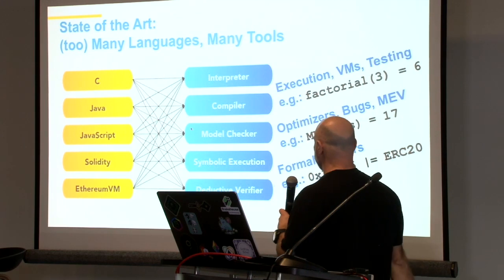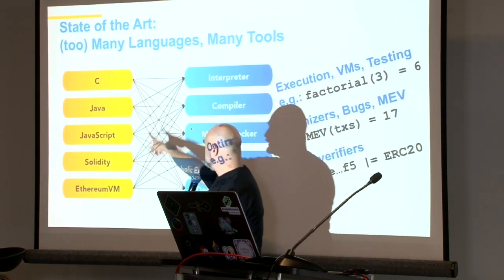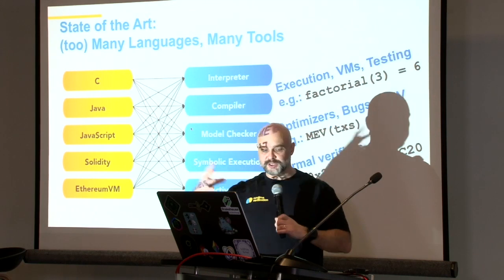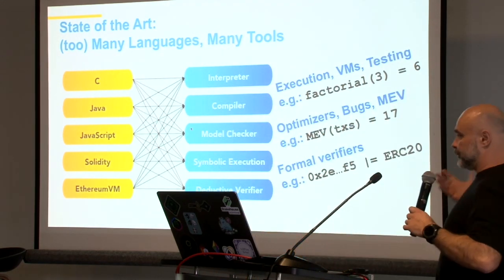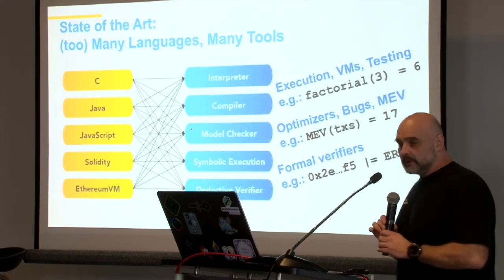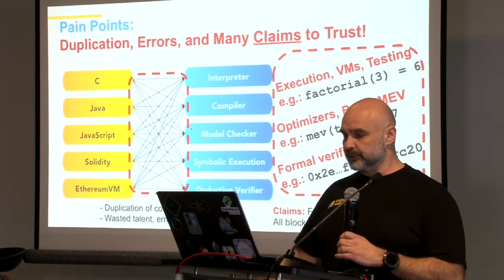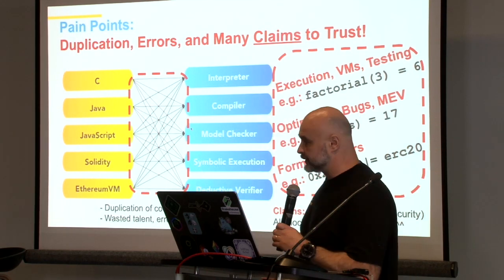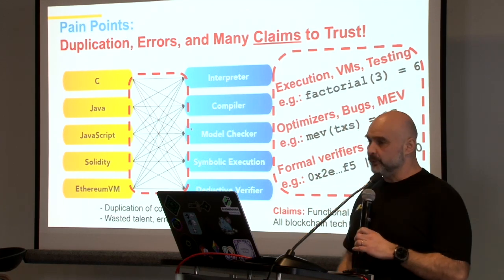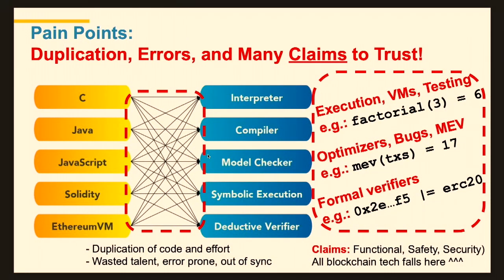Okay? Then you have a C compiler. GCC is this arrow from C to compiler, right? So all these arrows are like huge, big systems by themselves. But that's how we do things in the programming language field. So there are lots of them, lots of languages, lots of tools. And these come with pain points for developers, pain points for users. For developers, we have a lot of duplication of code, of effort, and the same tools implemented over and over again for different languages, and so on and so forth. So wasted talent, it's error-prone, tools out of sync with the actual languages, and so on.